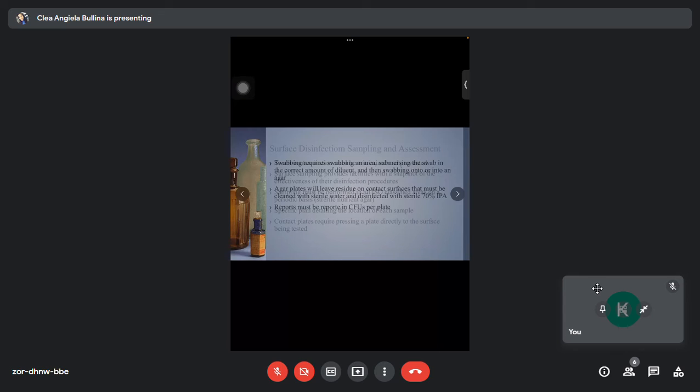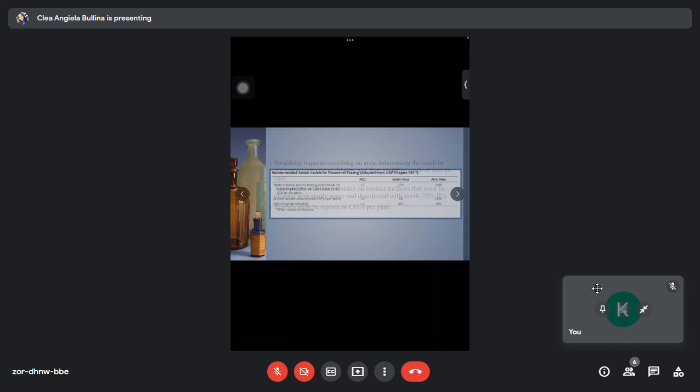Re-evaluation of work practices and cleaning procedures should occur if the CFU count exceeds the suggested action levels. Again, when do we re-evaluate the work practices and cleaning procedures? If the CFU count exceeds the suggested action level. Again, if it exceeds the CFU count levels, we must re-evaluate.